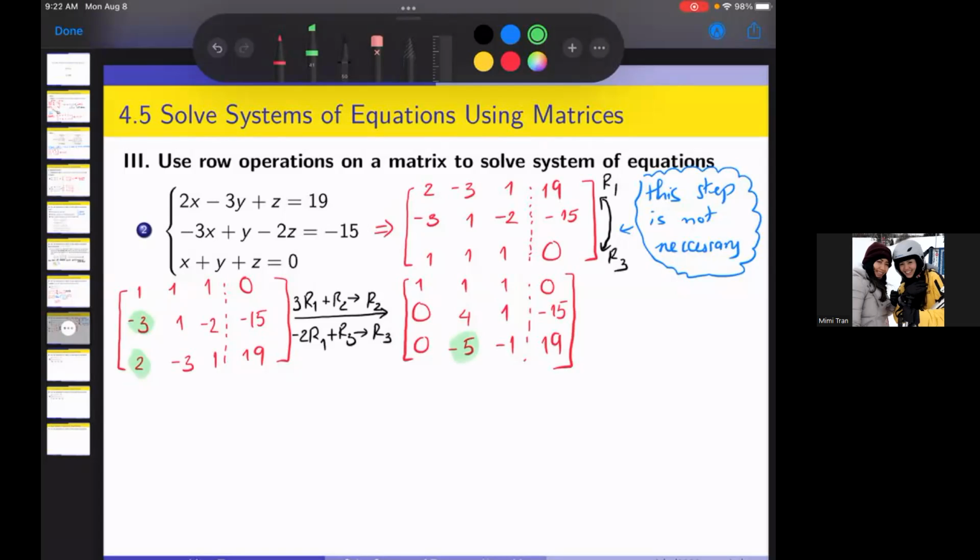So I need a what? I need a positive 5, right? I need a positive 5. Now, I cannot use row 1 again. Why can't I use row 1 again? Because if you multiply some number, say 5, to row 1, when you add to row 3, what happened? This guy changes to a non-zero one, right?